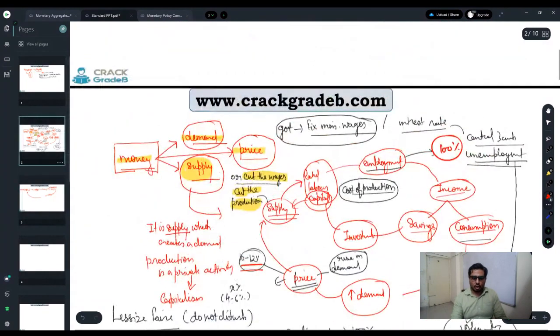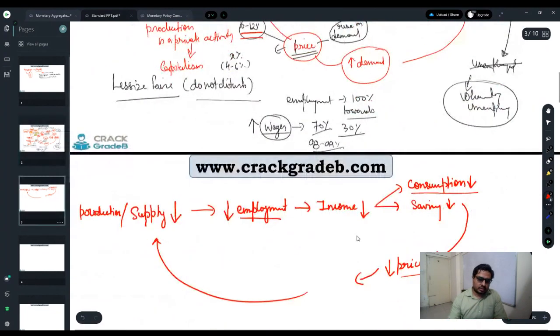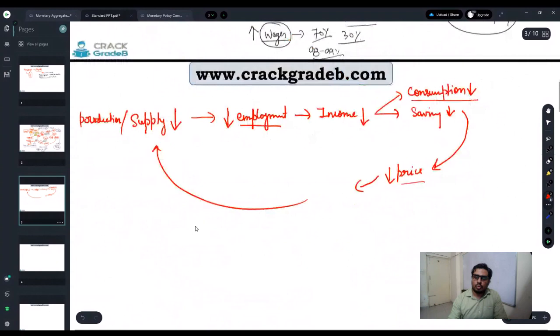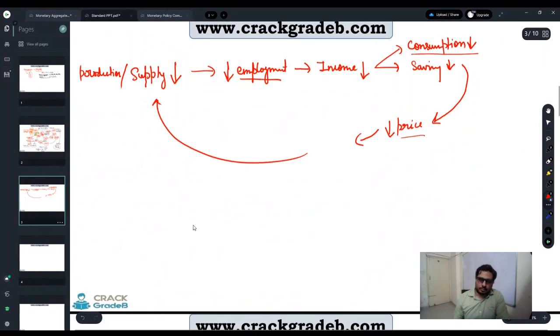So this chain will start going in the reverse manner. Earlier, it was moving clockwise. Supply is increasing, employment is increasing, income is increasing, consumption is increasing, demand, price, each and everything is increasing. But right now, this entire chain is going to move in the other direction, right? In economics, we will define this as deflation in the economy.